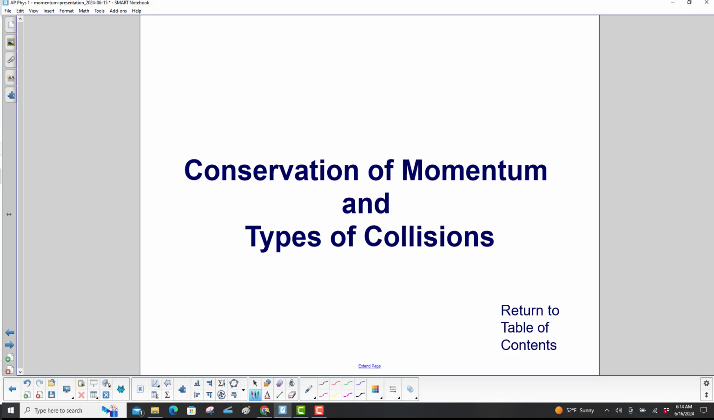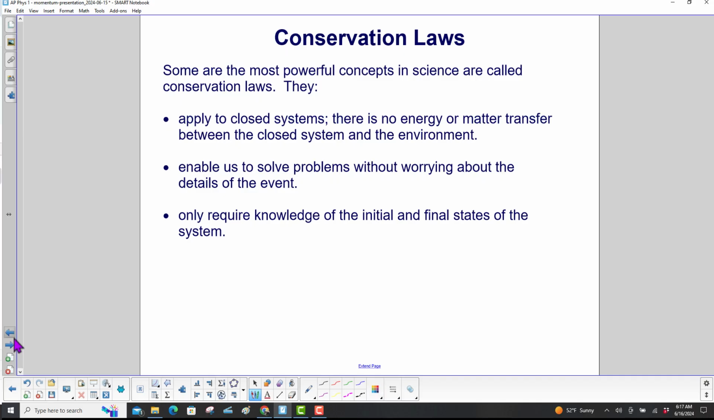Conservation of momentum and types of collisions. Some of the most powerful concepts in science are called conservation laws. They apply to closed systems. There is no energy or matter transfer between the closed system and the environment.